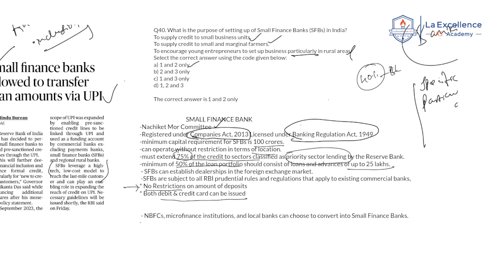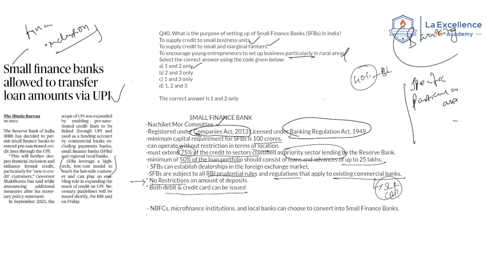Okay, small finance banks are subject to all RBI prudential rules and regulations that apply to the existing commercial banks. What does it mean? Like we have SLR, CRR, all these things are applied to the small finance banks also. Now, these are the things you have to remember from the prelims perspective.